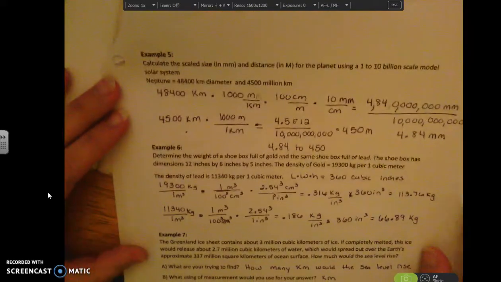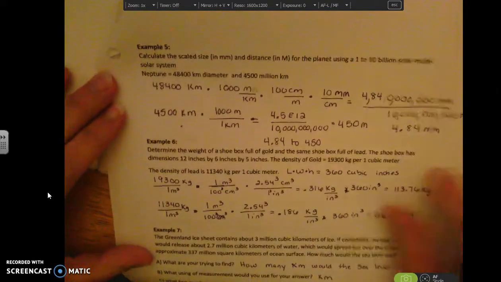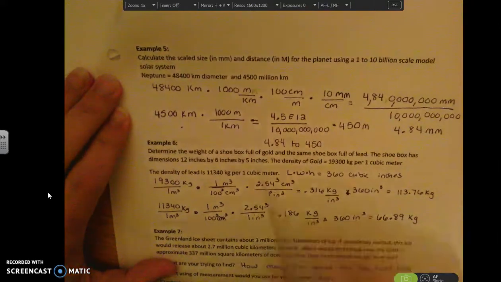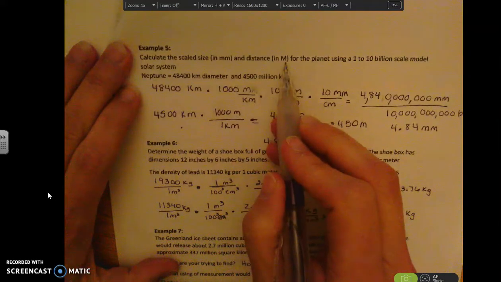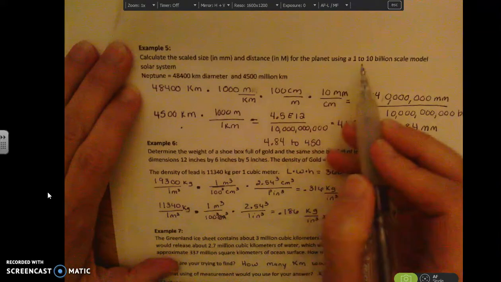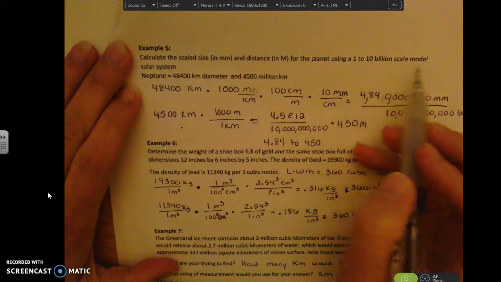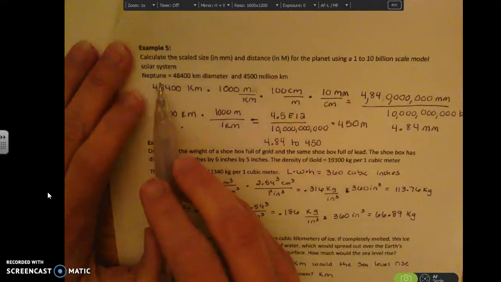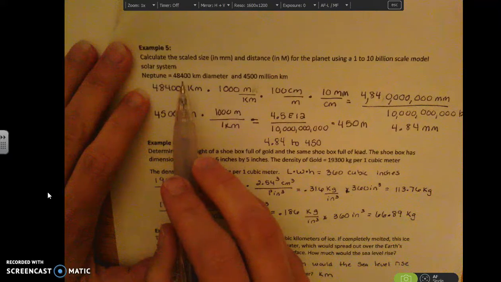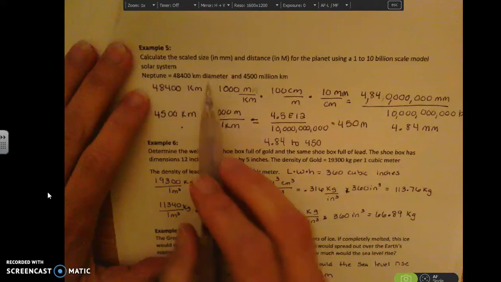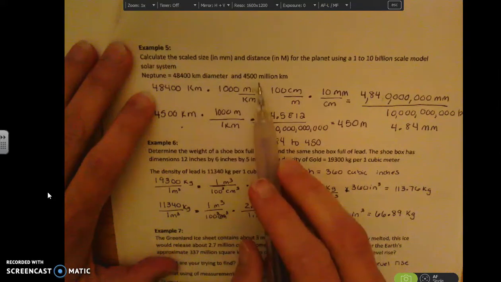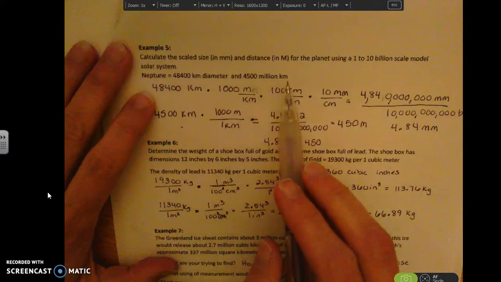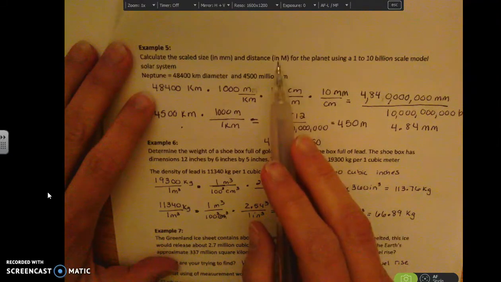Alright, so this next one was a little confusing at first. It says calculate the scaled size, and size is in millimeters, to the distance, which is in meters, for a planet using a 1 to 10 billion scale model solar system. So they gave you Neptune was 48,400 kilometers in diameter, and that's talking about size, and it's 4,500 million kilometers, so that's talking about distance.